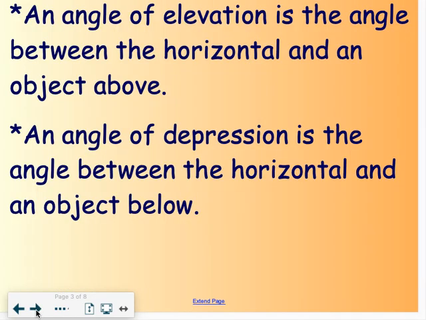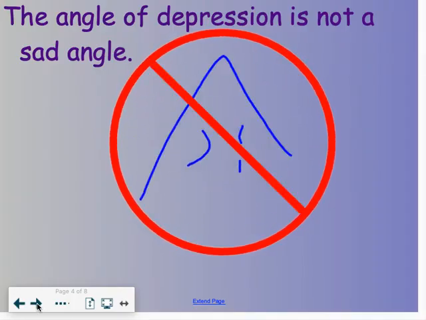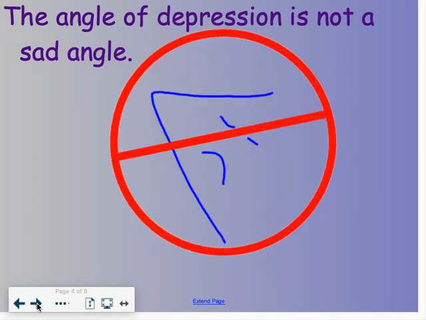We kind of just talked about this. Angle of elevation is the angle between the horizontal and the object above it. And an angle of depression is the angle between the horizontal line and an object that is below it. So again, if you need to pause it on this slide, please feel free to do so. Angle of depression is not a sad angle. It is not a sad angle.